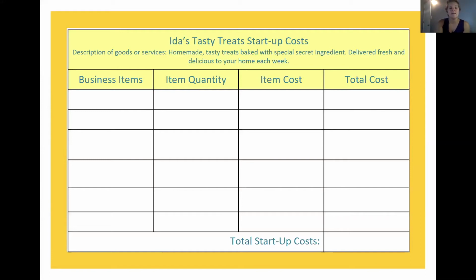So the first thing that she's going to need to create tasty treats, she said she's going to need flour. And she's going to buy 1 5-pound bag. The item's cost is $2 per 5-pound bag. And so that would be a total of $2 that she's going to spend on flour.